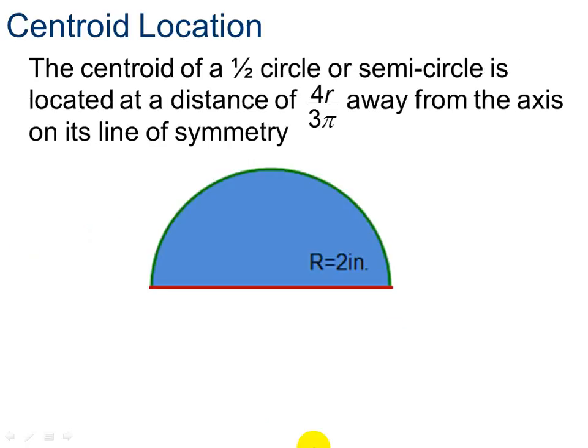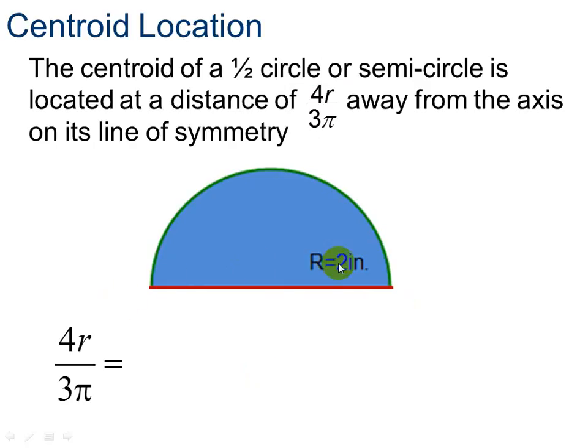We can also find the centroid of a semicircle, and it's located at a distance of 4r divided by 3 pi. And it's very important when you look at this formula that you enter this into your calculator correctly. We're going to do 4 times the radius, and we're going to divide by 3 times pi. It's important that your pi is in the denominator of this fraction. That's how far away from the axis it is on its line of symmetry. So this axis that cuts the circle in half, whatever 4r divided by 3 pi is, that's how far away you'll go on your axis or your line of symmetry.